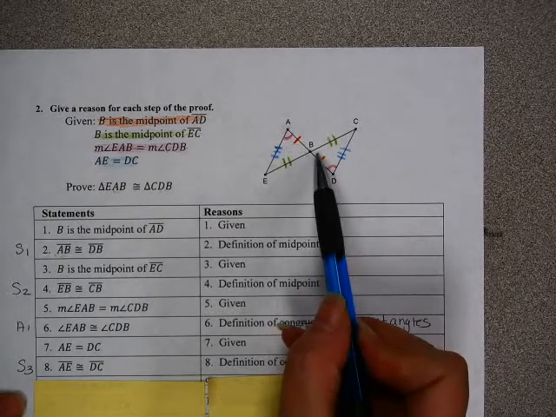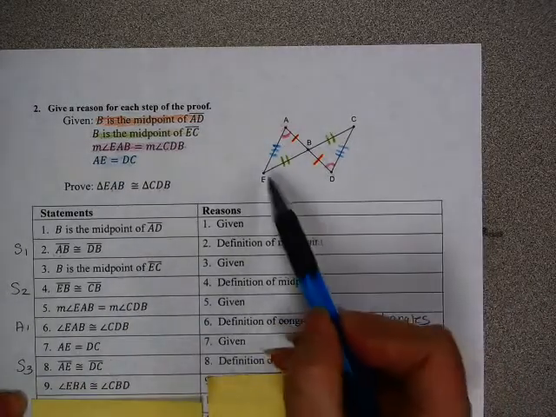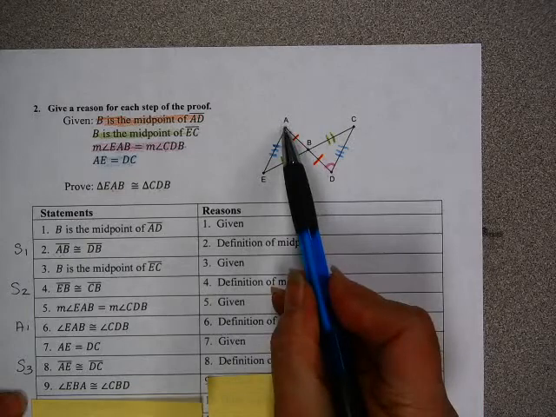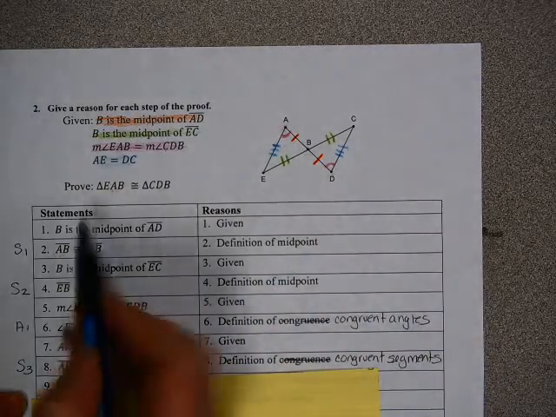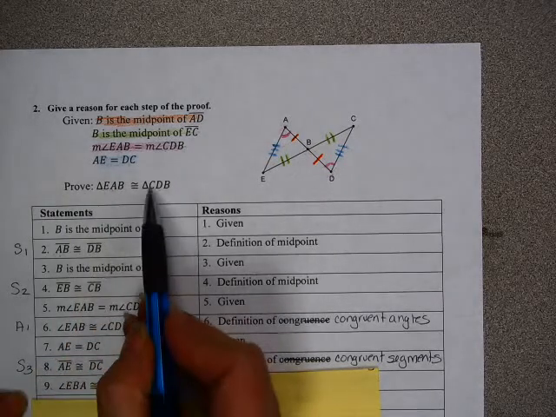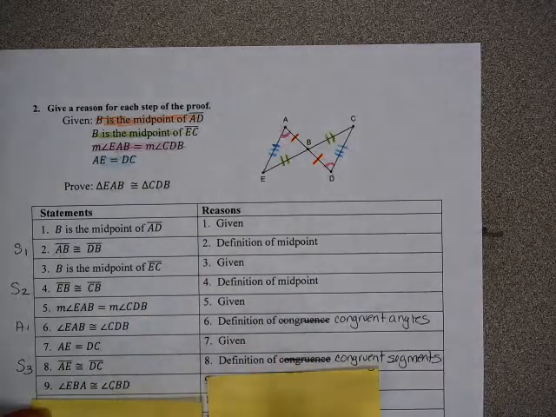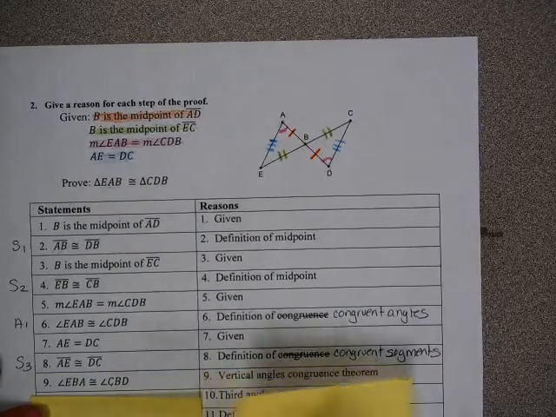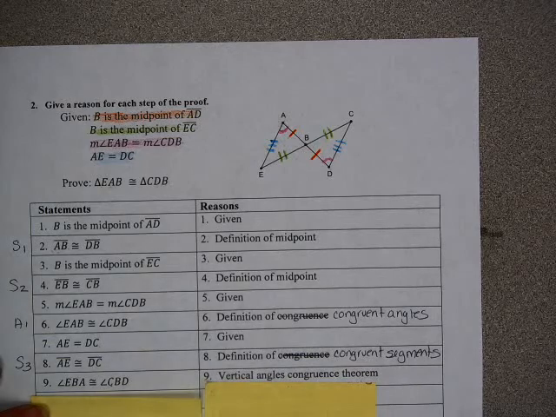Those are vertical angles. So I say that EBA is congruent to, and I have to make sure these letters match. If I say E, then B, then A, I have to say C, then B, D. So they have to match. And those are congruent because of the vertical angles congruence theorem that says all vertical angles are congruent.